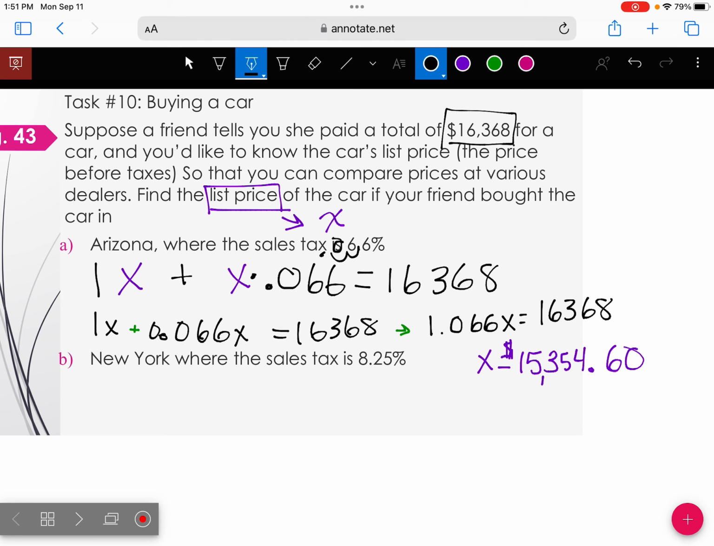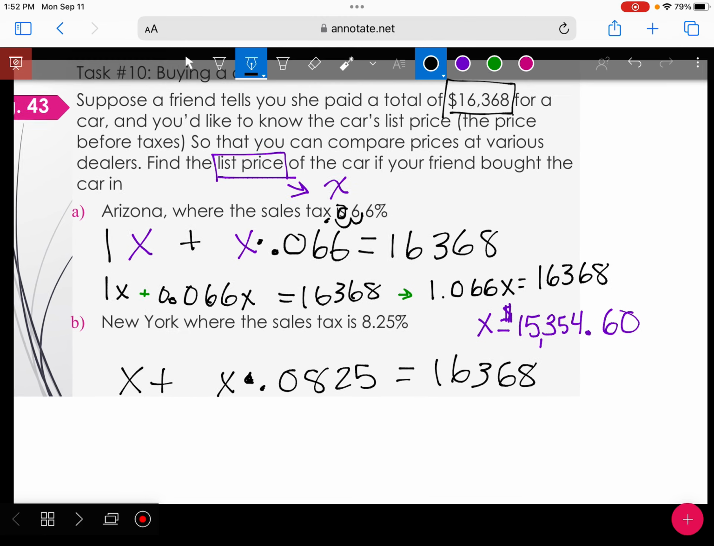All right, what do we think? How are we going to do it? You guys can walk me through it. What is our equation going to be? That was very much like this one. 825 equals 16,368. That sounds perfection. So it's the exact same setup. It's just with a different tax rate. That's the only piece that changed.